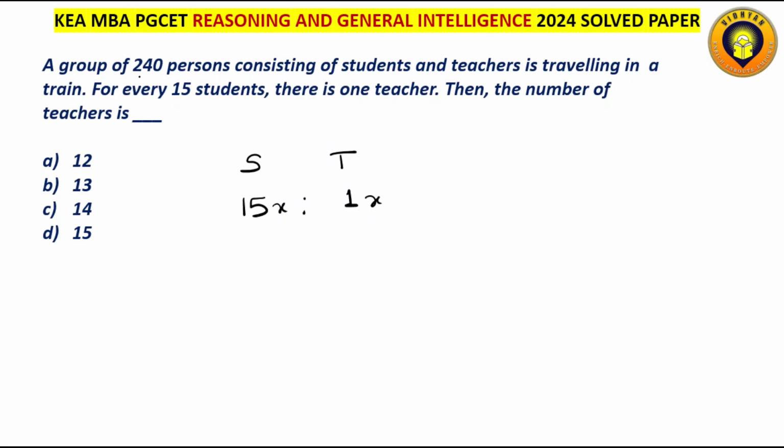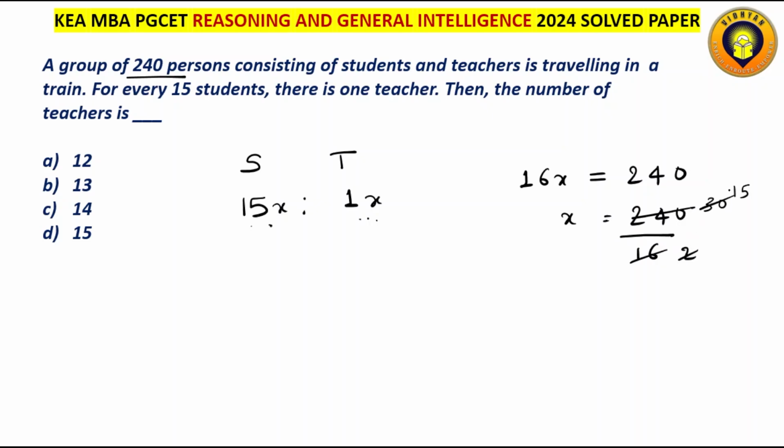So how many persons are traveling? Total persons are 240, which means 15x plus x, students plus teachers, which is 16x, equals 240. x equals 240 divided by 16. 16 times 15 is 240. So the x value is 15, meaning the number of teachers is 15. They asked us to find the number of teachers. The number of teachers is 15.